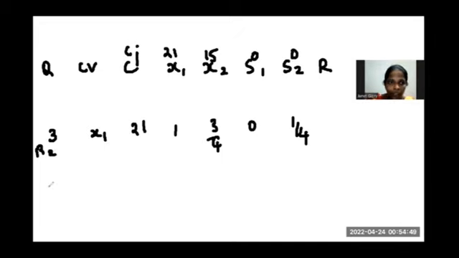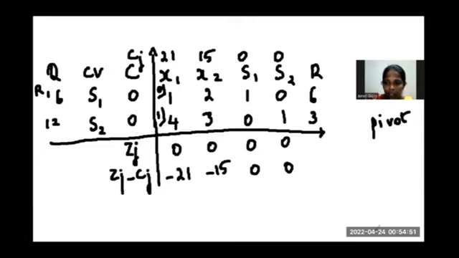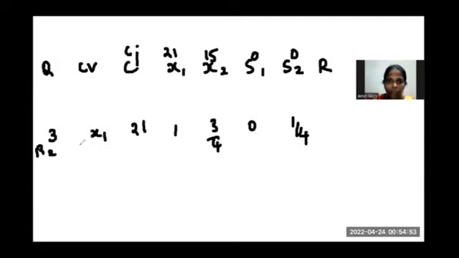So we are going to make the adjustments between R1 and R2 to derive the new set of values in this particular row. So I write it here separately. Adjustments have to be made between R1 and R2 so that in the place of x1 we get 0, and the new values for the x2, s1 and s2.